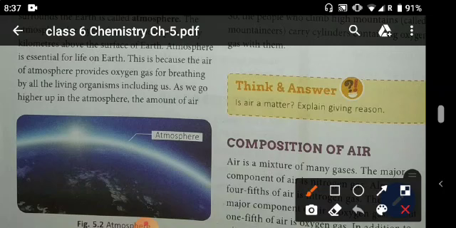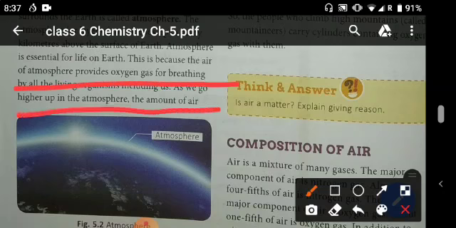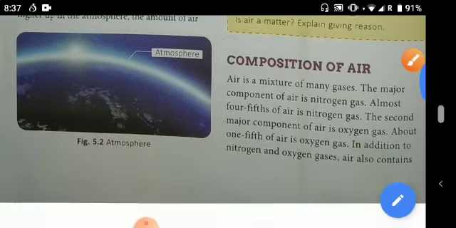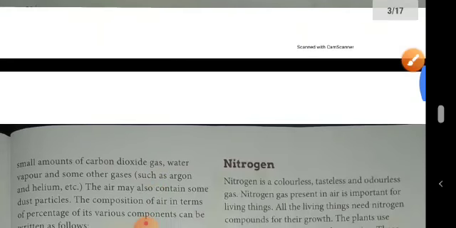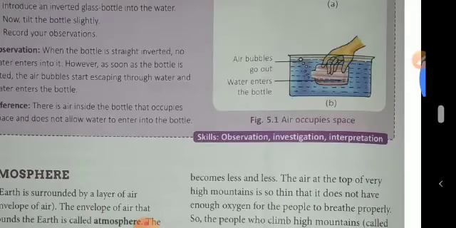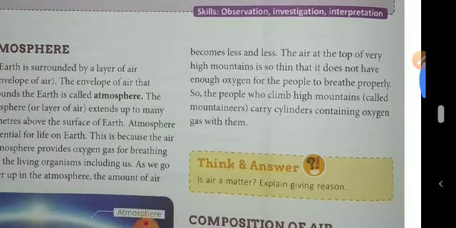Okay, this also provides us oxygen, which we use for breathing. Now, higher up in the atmosphere, when you go higher and higher, the amount of air decreases, that is, it becomes less and less.